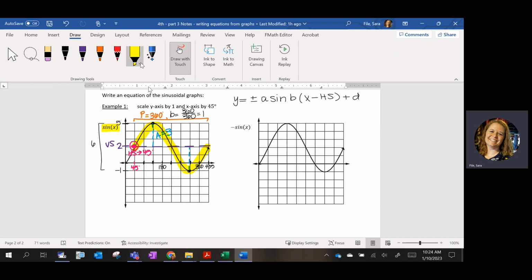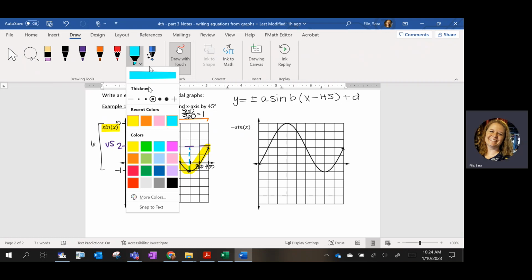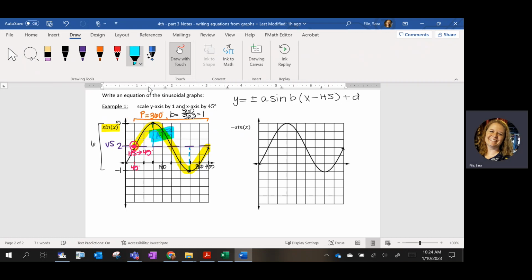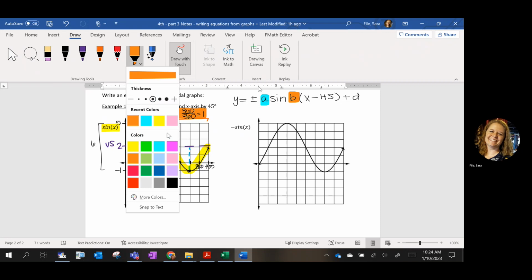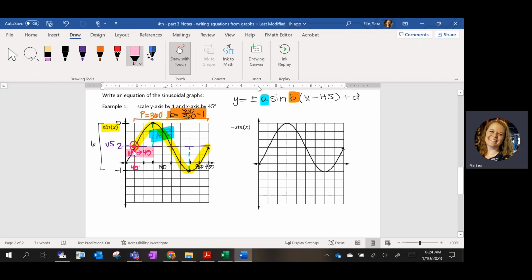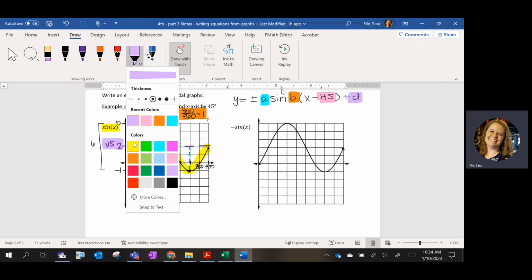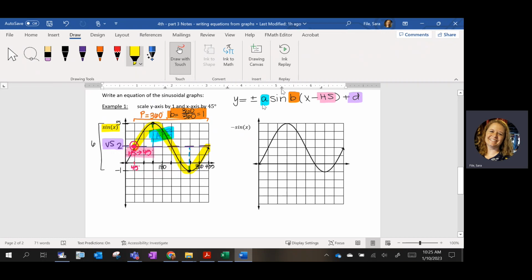So I think I have everything I need to write my equation now. I have my amplitude. I'm going to go here. I have that B value. It's going to go here. I have my horizontal shift. And I have my vertical shift. And I'm writing this one as a positive sine cycle. So I'm going to pick, am I using a plus or minus? And then here's sine or cosine.